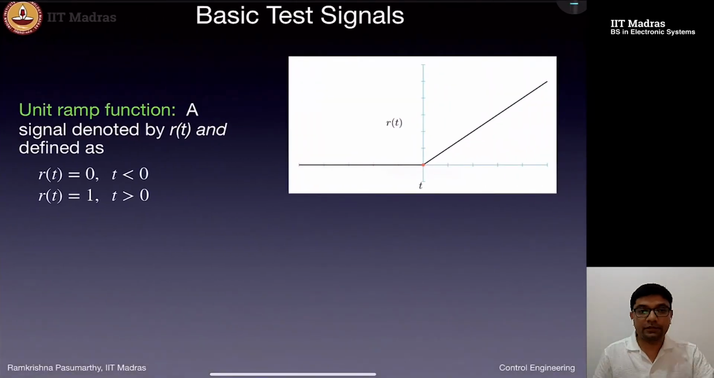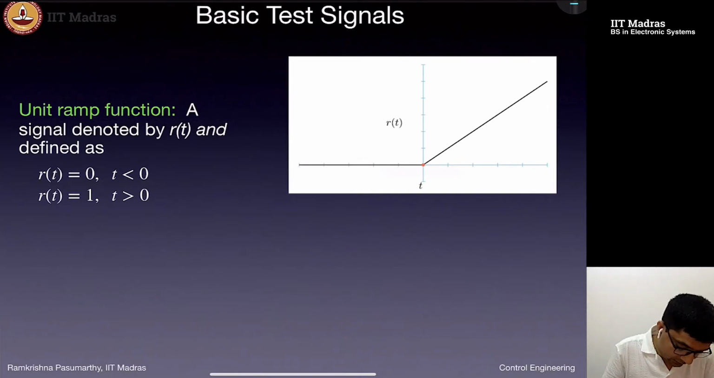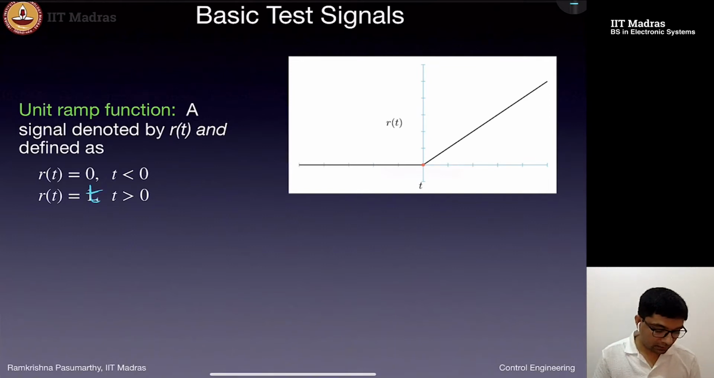Okay, another kind of signal we could look at is a ramp signal, which just increases with time. Mathematically, I think this should be a t. Okay, so a signal denoted by r of t is defined as, for t less than 0, it is 0, and for all others, it's just t. A signal with just slope of t. You could also have other kinds of signals with parabola and so on.